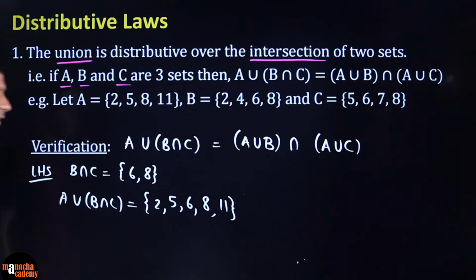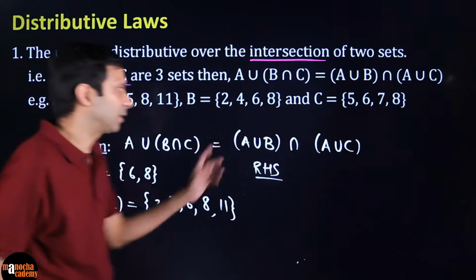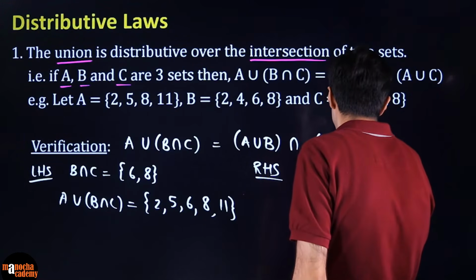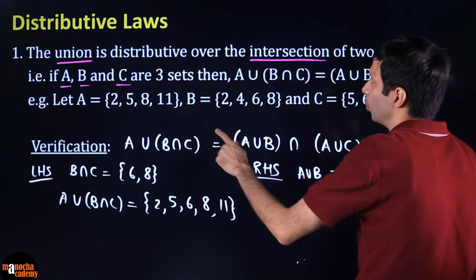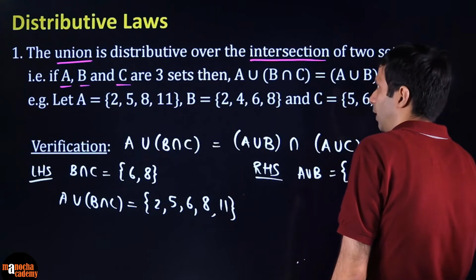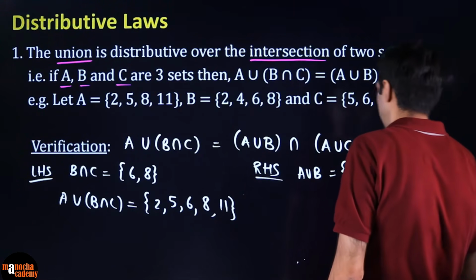So this is my LHS. Now let's look at the RHS. So now you solve these parts. So first do A union B. What are you going to get? So all the elements in A or B or both. So we are going to take 2, 4, 5, 6, 8, 11. That is A union B.